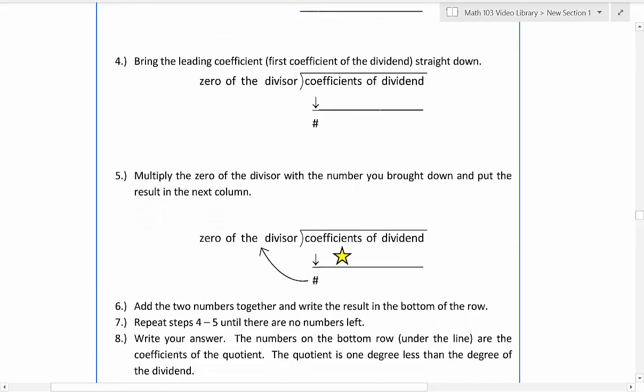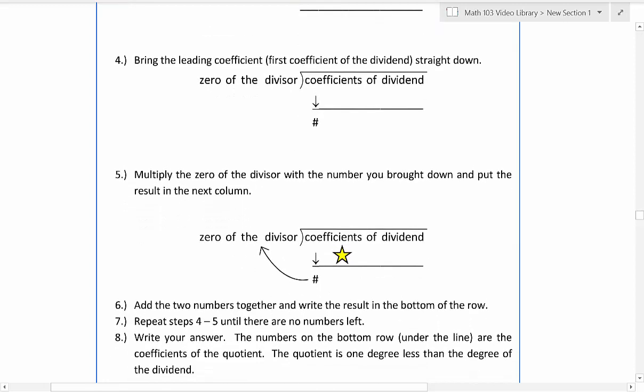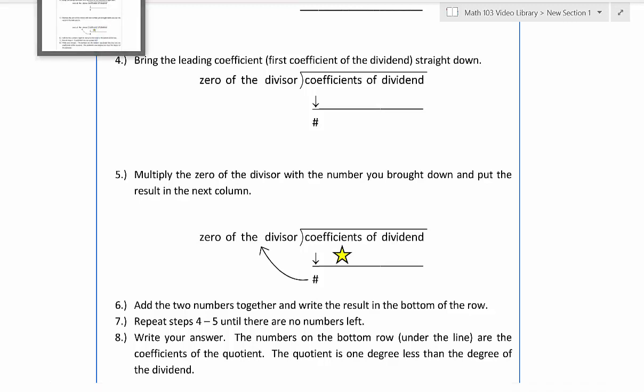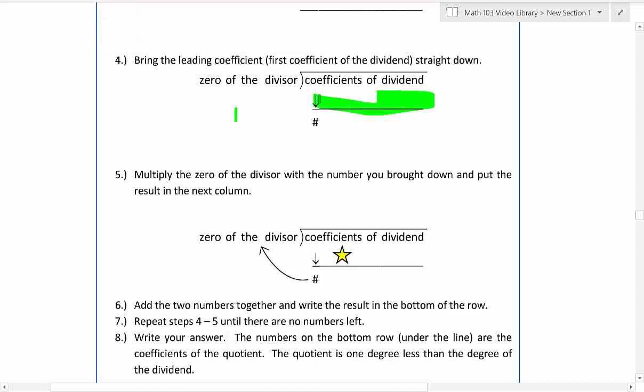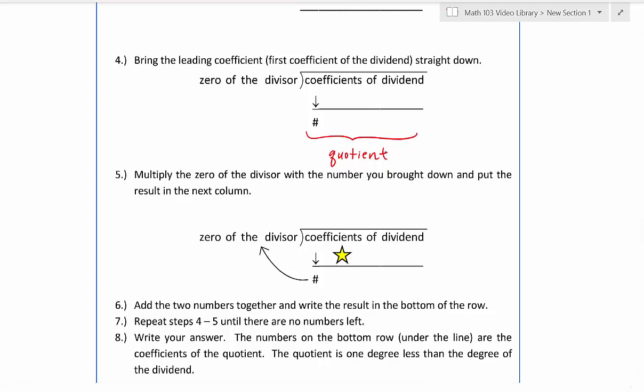Next, we're going to bring down the leading coefficient. This will be the first coefficient of the dividend, straight down. We're going to be leaving this area blank, like so. Skip a line, and you're going to bring down this first number. This first number is the first coefficient of your quotient. See, when we do synthetic division, the quotient actually ends up being on the bottom instead of on top of the division bar, like it is when we do long division.